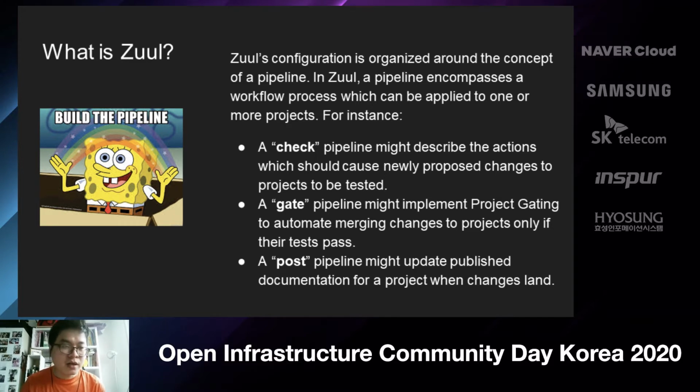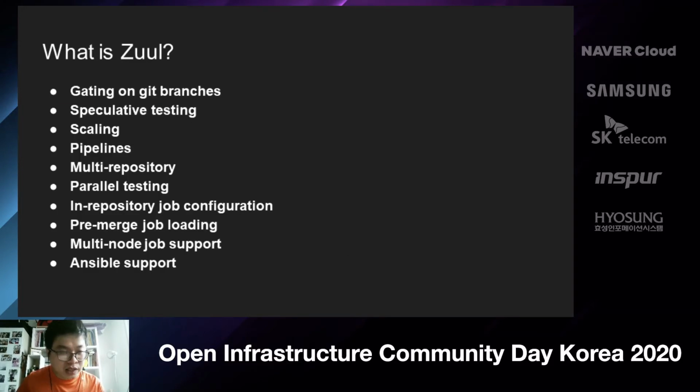These are the characteristics of ZUUL CI. It implements gating on Git branches. It has speculative testing, scaling, pipelines, multi-repository, parallel testing, in-repository job configuration, pre-merge job loading, and multi-node job support. And you can also use Ansible for your CI. Pretty cool, huh?